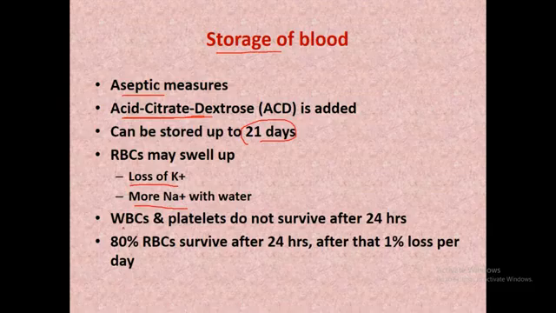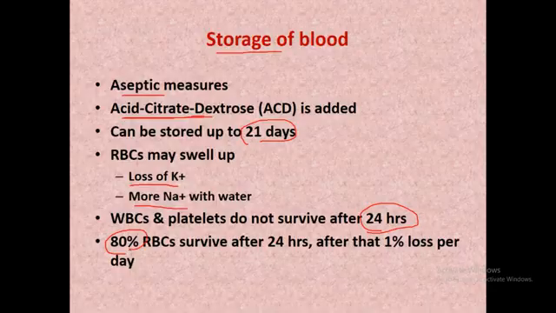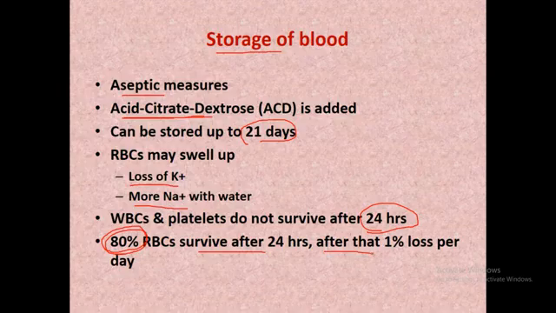WBCs and platelets do not survive after 24 hours. So in this condition, if we need to transfuse the WBCs and platelets, then we must go for the fresh transfusion of the blood. So 80% of the RBCs survive after 24 hours, and after that 1% RBC loss per day occurs.